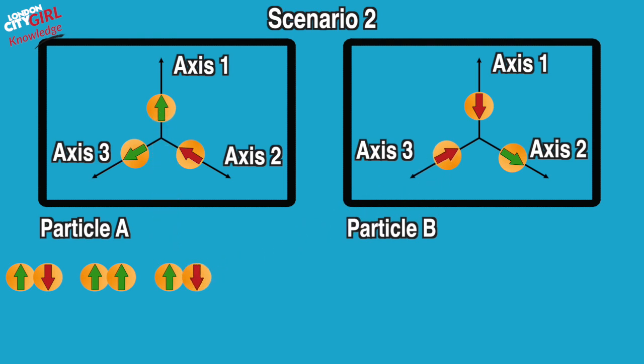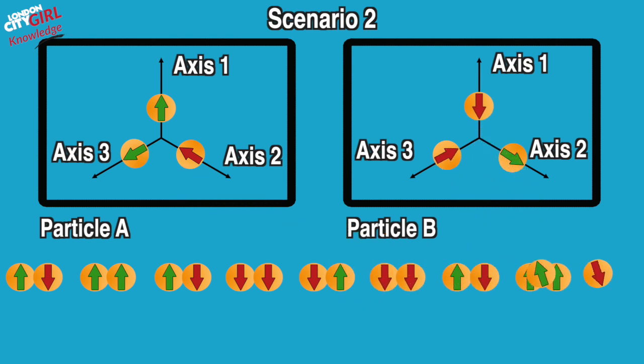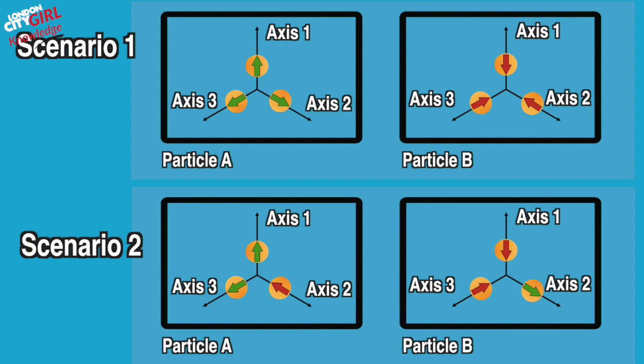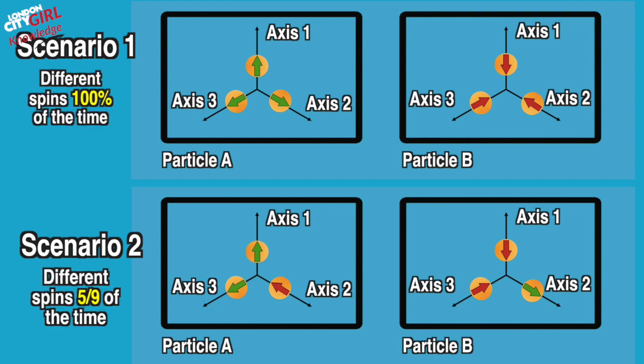Let's take a moment and tally up all the other possibilities. It's seen that if Einstein's alternative explanation is correct, the particles would show different spins 5/9 of the time in scenario 2. So no matter what scenario, if Einstein's explanation was correct, the particles would indicate different spins somewhere between 5/9 of the time to all of the time.